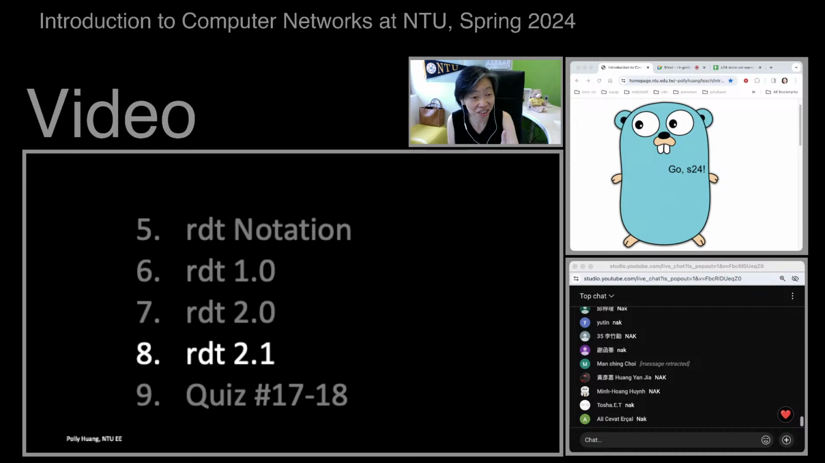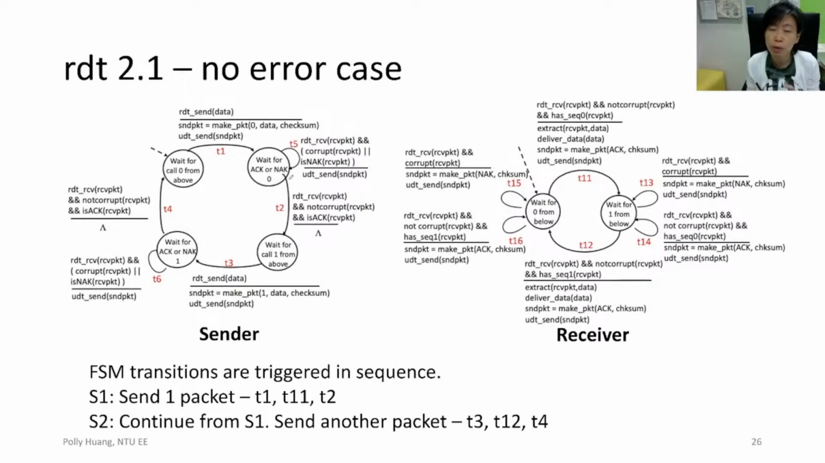Now let's also exercise RDT 2.1 with an example. Let's use a couple of very simple scenarios to demonstrate how the sender and the receiver interact. So this is our RDT 2.1 no error case, and the scenario is simply to first send one packet, and then second, continue and send yet another packet. Our goal is to find out all the transitions being triggered until it reaches the steady state.